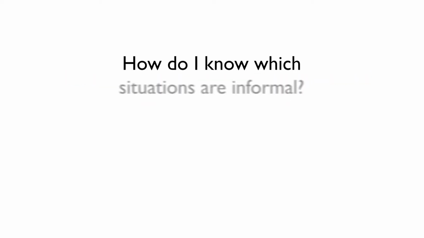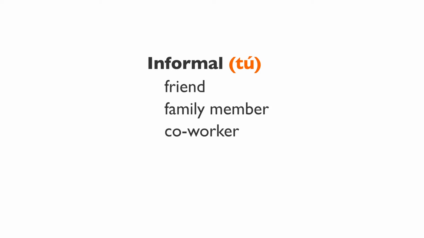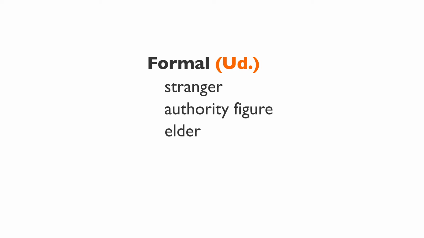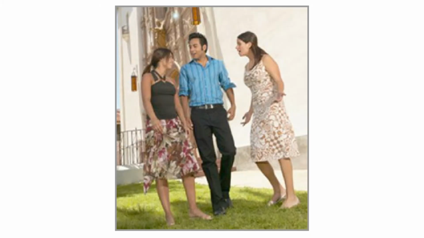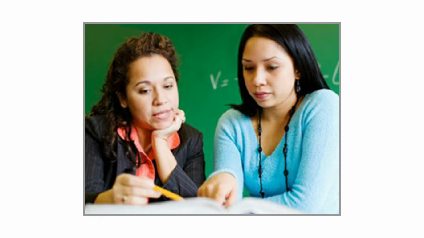How do I know which situations are informal? They are informal when you speak to a friend, family member, coworker, or child. They are formal when you address a stranger, an authority figure, or an elder. Here's a good rule of thumb. Use an informal command when you're on a first-name basis. Use a formal command when you would say Mr., Mrs., or Ms.